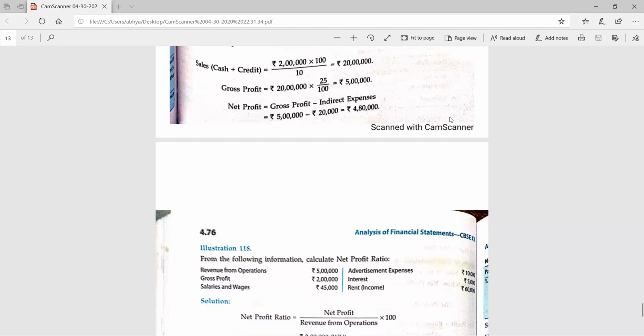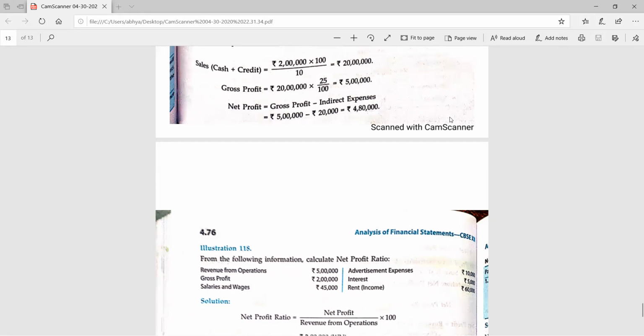I told you earlier that if nothing is mentioned with interest, then we will assume it is interest paid. In 11th class also I told you that when only interest is given, and received is not mentioned with interest, then we will assume it as interest paid. So 5,000 is the interest paid. Then rent. Along with rent, you can see that the word income is mentioned. It means it is rent received. Okay.